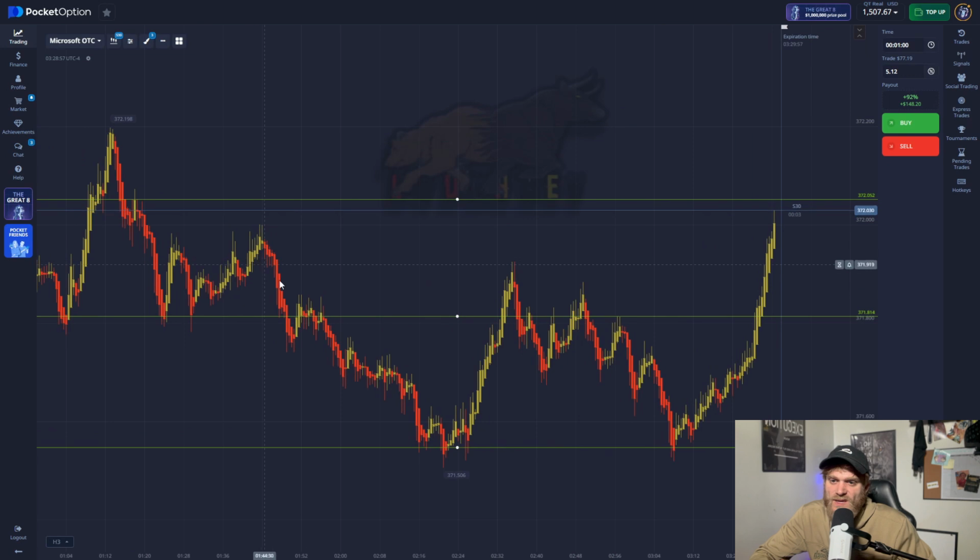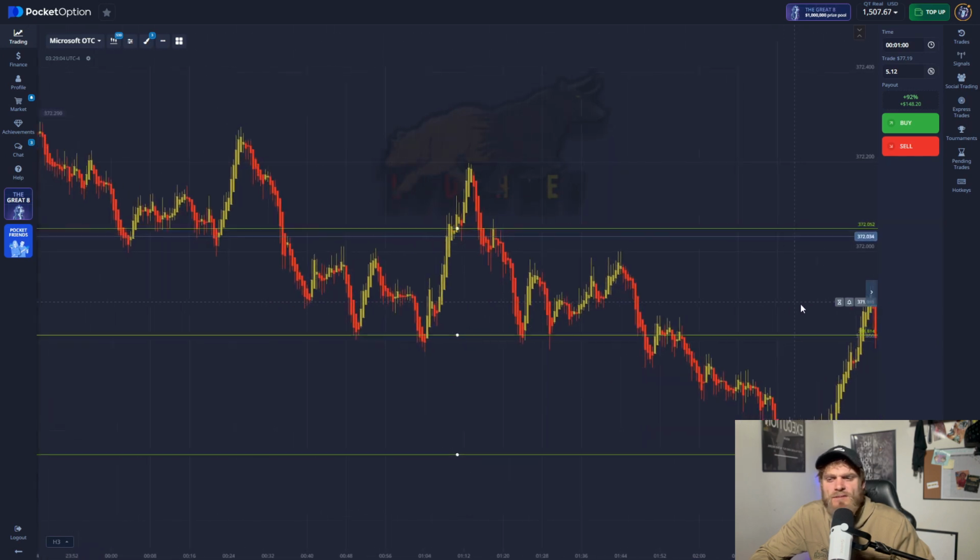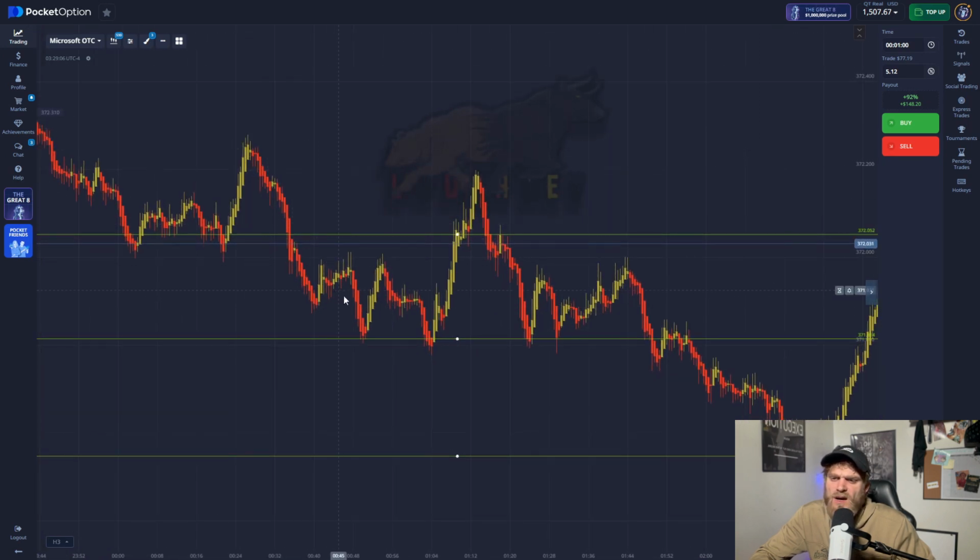Just like when this went down, what happened? Oh, price went back up. Let's keep going. Oh, price went down. What happened? Oh, price went back up. And then what happened when price went back up? It went back down. Oh my gosh. It's only doing 2 things: going up and down. It's not as complicated as everybody makes it seem.